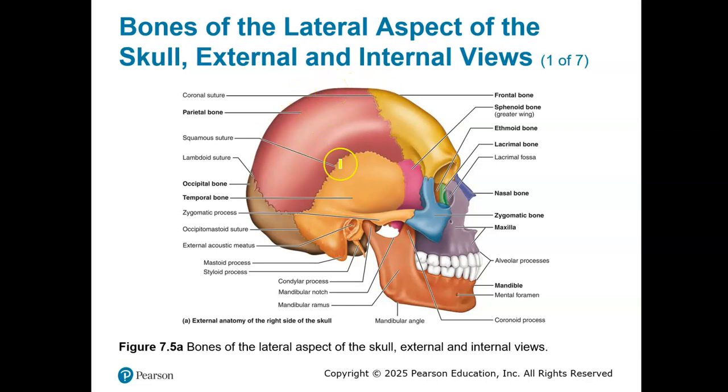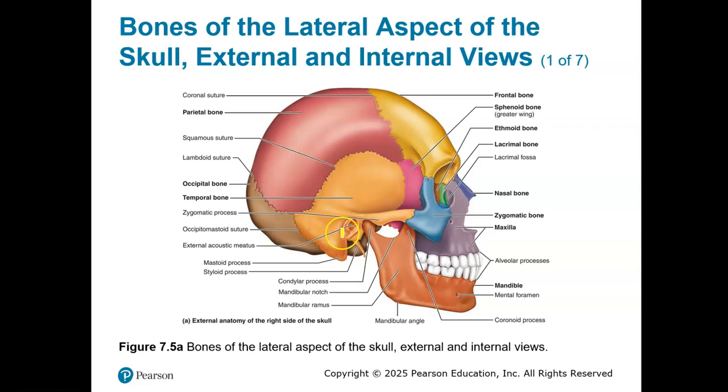And you can also see most of the bones of the skull, the cranial bones and the facial bones. So we'll just name them. This is the frontal bone, parietal, occipital, temporal, maxilla, zygomatic bone. This one here is a little bit that you can see of the sphenoid bone, the ethmoid, the lacrimal bone, the nasal bone, maxilla, mandible.